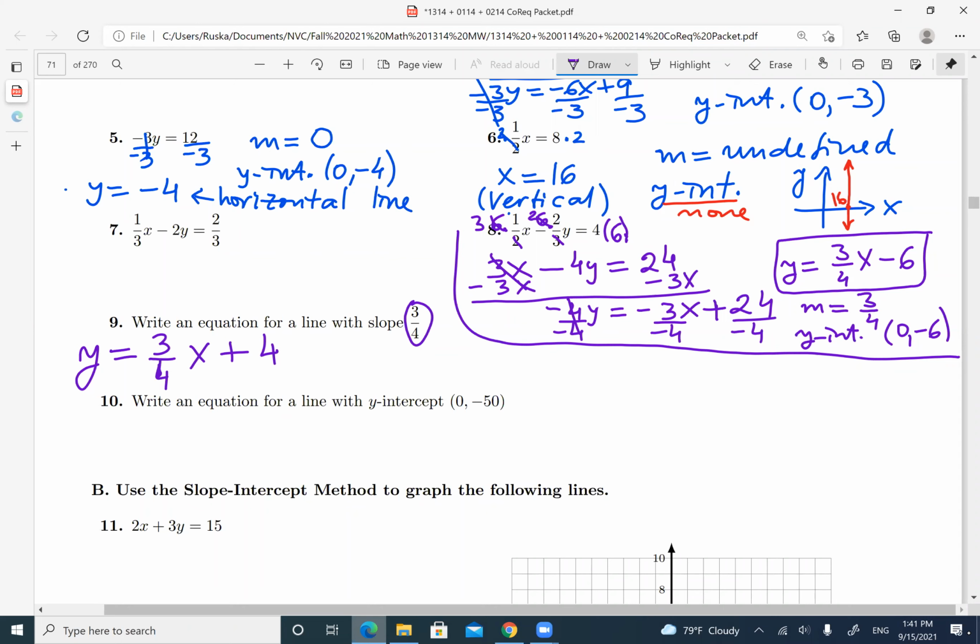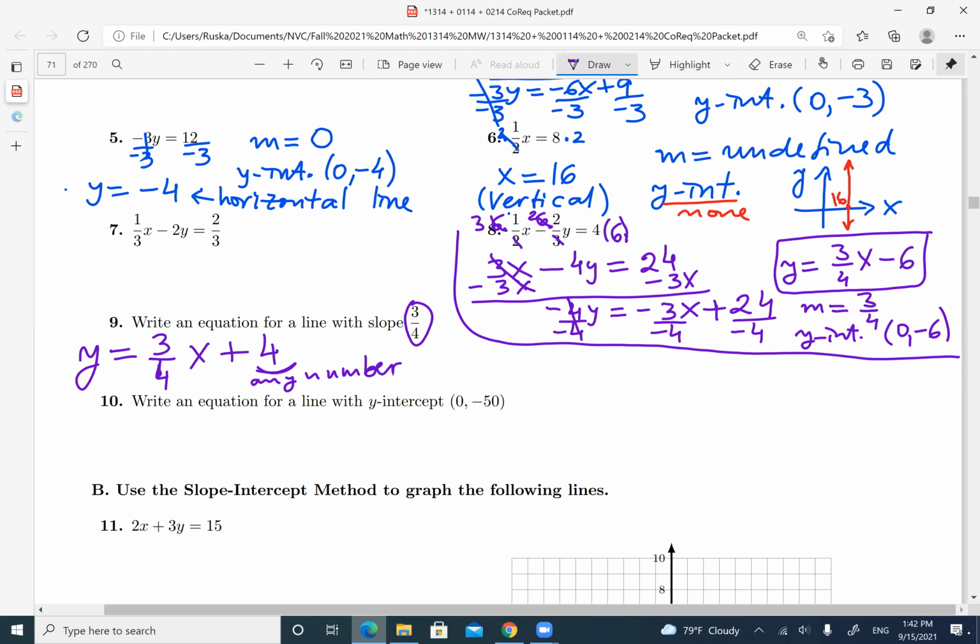So this number here can vary, and 3/4x has to be there. Okay? That's right. So this 4 can be any number, including a negative. Yes, any number. It could be 0 also. So the y-intercept can be any number, but 3/4x has to be there.